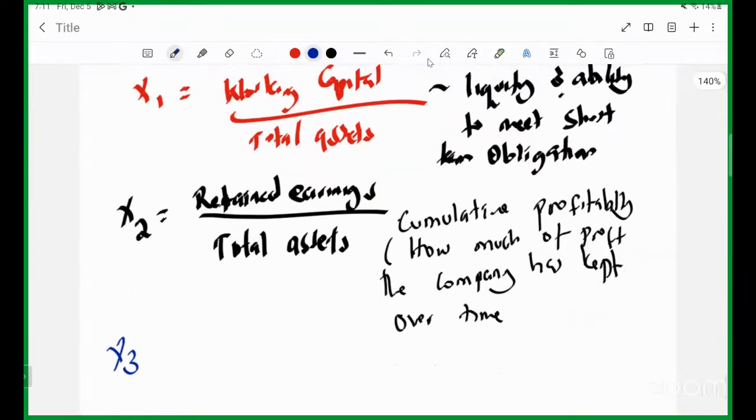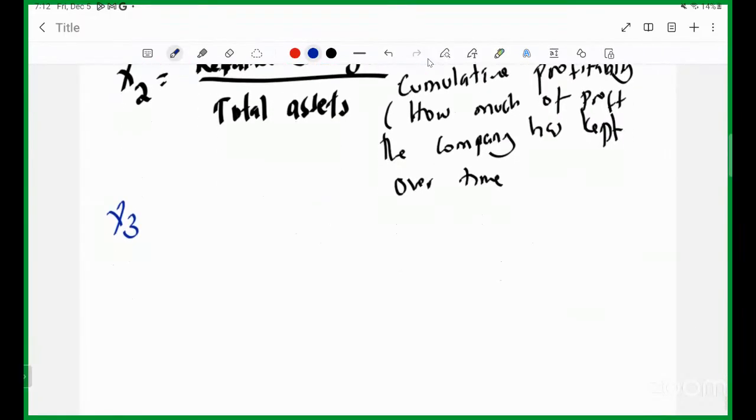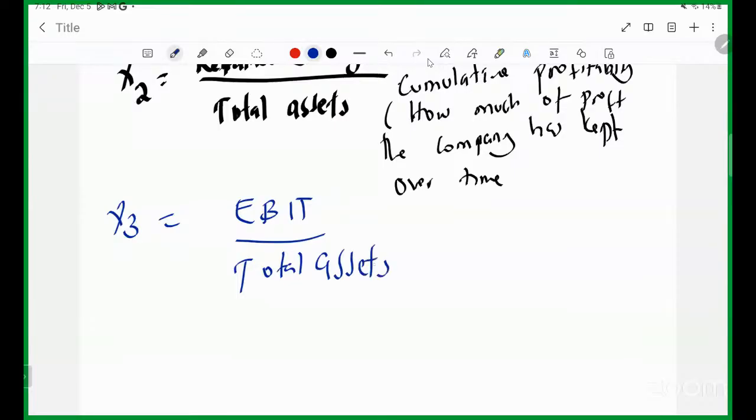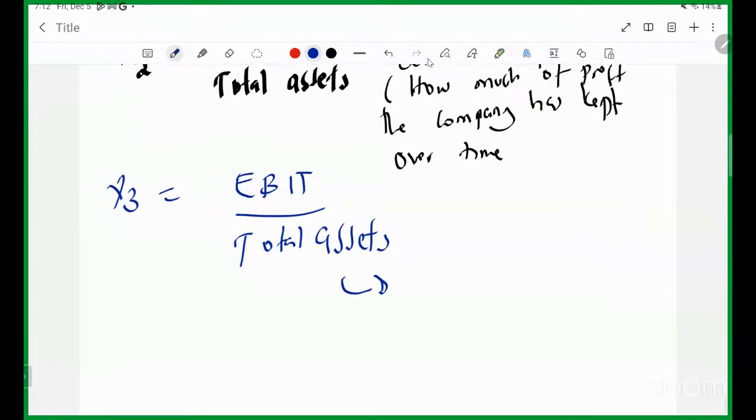So X3, he said, is going to be earnings before interest and tax over total assets. What does it show? This one shows operating efficiency and the ability to generate profits from the assets.